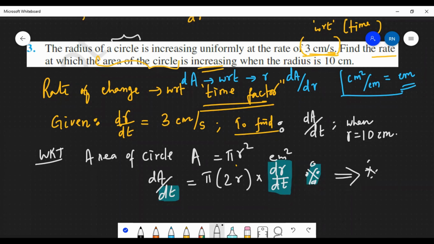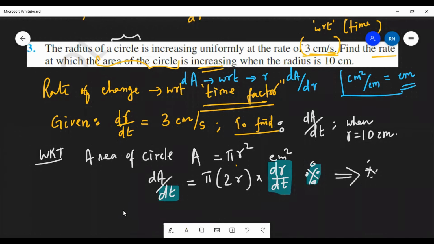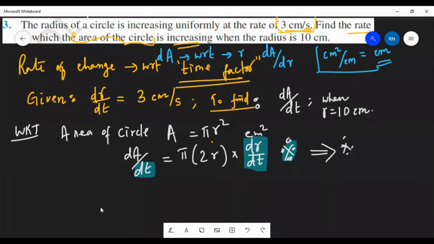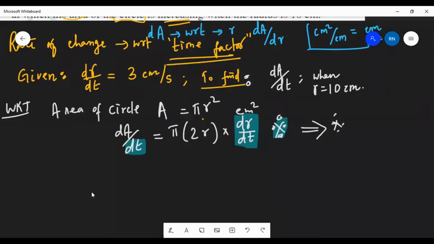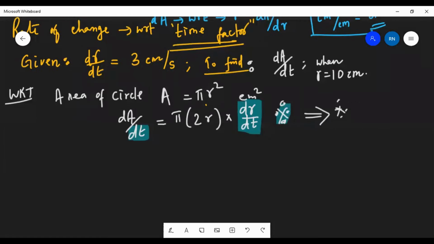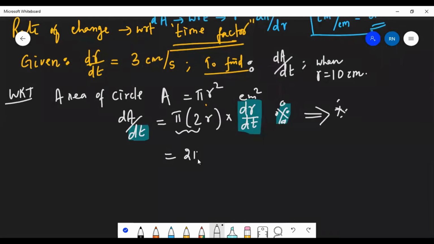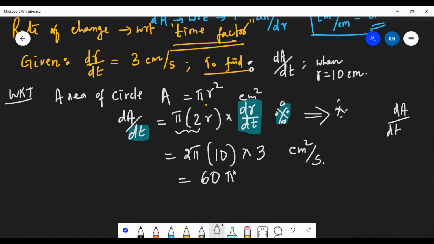So note it down. Now you can discover, because both values required for the right hand side are given. The r value is given, 10. Dr by dt is also given, speed 3 centimeter per second. So 2 pi is the coefficient. R is given as 10, dr by dt is also given. And now complete the unit. dA, centimeter square, by dt, time in seconds only, centimeter square per second. So the answer is 60 pi centimeter square per second.